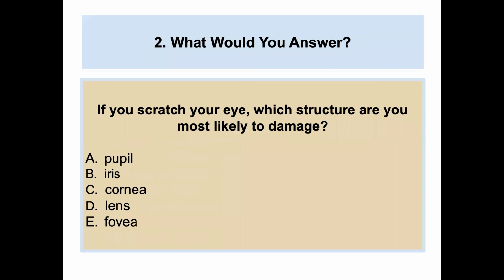So for a quick comprehension check, if you scratch your eye, which some of you may have done, which structure are you most likely to damage? If you think about it, it's the one on the outside, the outermost part of your eye, which would be C, the cornea.